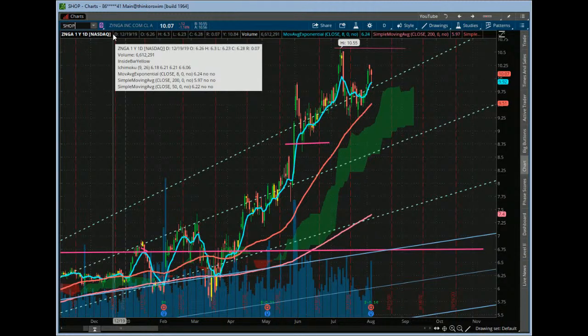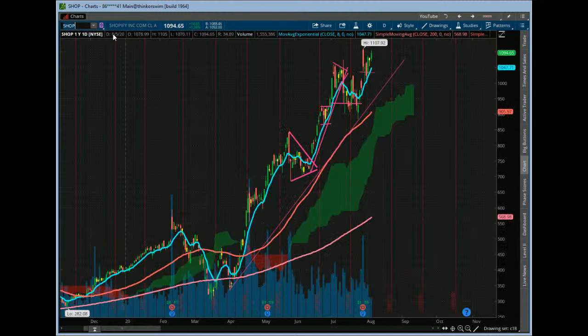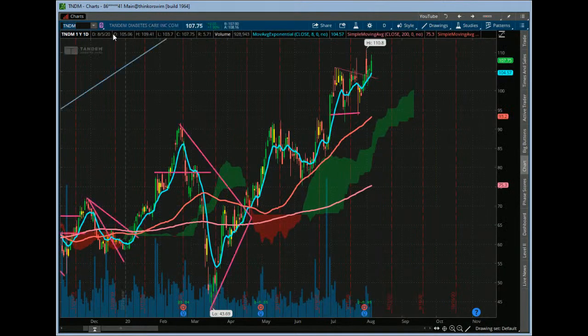Thomas, what's going on? Long time no see. Hope you're doing well. So Shop, nice inside day up on that one. See if it can continue to move off of that. TNDM, trying to work its way up there. A bit of an upper shadow, so just a little bit of caution on that one.